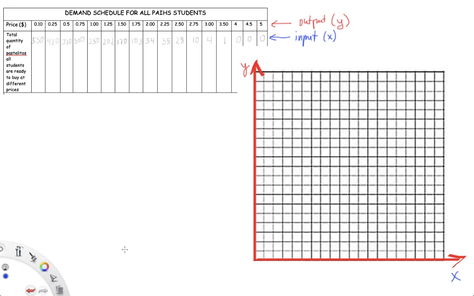So again, X equals quantity of pastelitos. Okay, so X is quantity, the total quantity of pastelitos. And Y will represent the price.